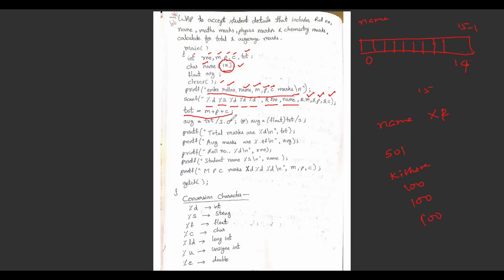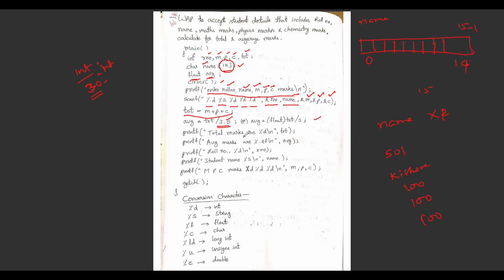Average is nothing but total by 3.0. Again, this is type conversion, because total is an integer. If I write a 3, integer by integer should give you the answer as integer, but average is float. You can't store integer by integer into float. That's the reason you need to convert either the numerator or the denominator to float. So if I say 3.0, automatically it is a float value. That's the reason I've converted. Or I can convert like this also: numerator float of total by 3.